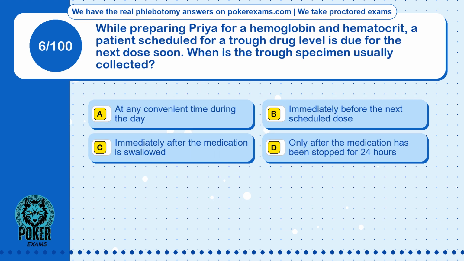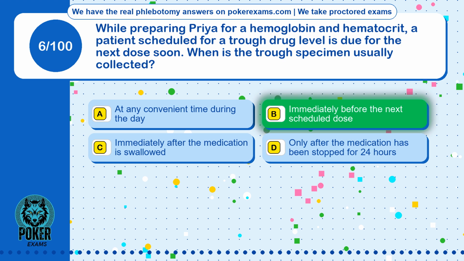Question 6. While preparing Prea for a hemoglobin and hematocrit, a patient scheduled for a trough drug level is due for the next dose soon. When is the trough specimen usually collected? Option A. At any convenient time during the day. Option B. Immediately before the next scheduled dose. Option C. Immediately after the medication is swallowed. Option D. Only after the medication has been stopped for 24 hours.